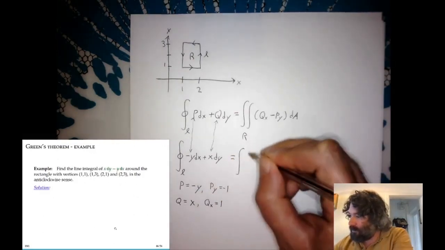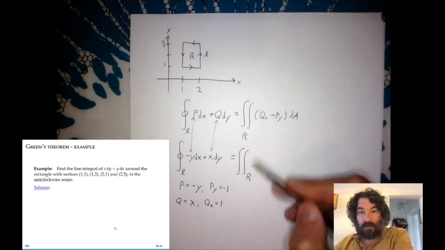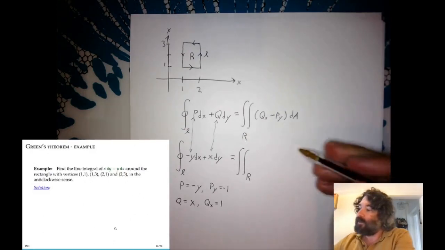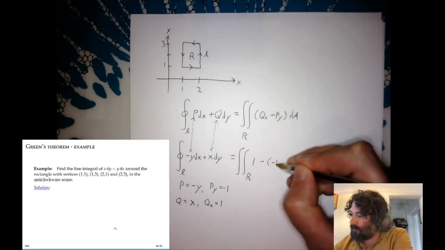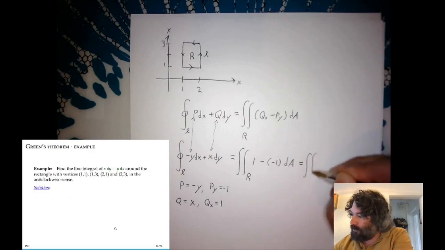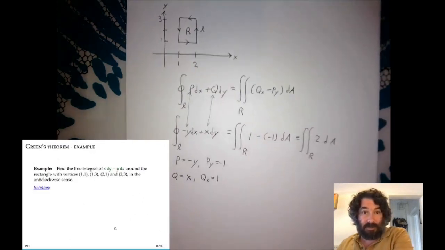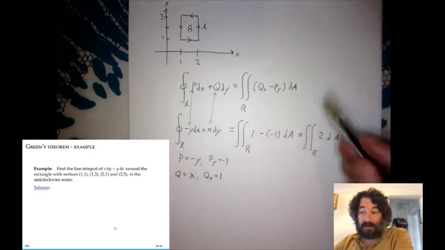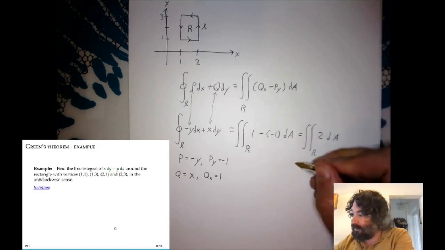Okay, so when we plug those in, we get that this line integral is equal to the double integral over this rectangle of qx, which is 1, minus py, which is minus negative 1. So that's going to be a double integral over R of 2 dA. So this is a double integral of a constant, and as in some of the examples we've done in the past, we just get that constant times the area of the region R.